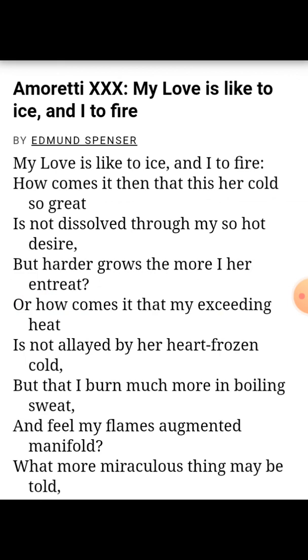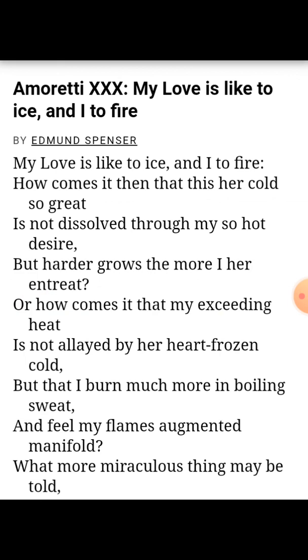So let us begin our sonnet. "My love is like to ice and I to fire. How comes it then that this her cold so great is not dissolved through my so hot desire, but harder grows the more I her entreat?" So this is the first quatrain. The first four lines of the sonnet are known as the first quatrain, and in it the poet describes the nature of the lover and the beloved.